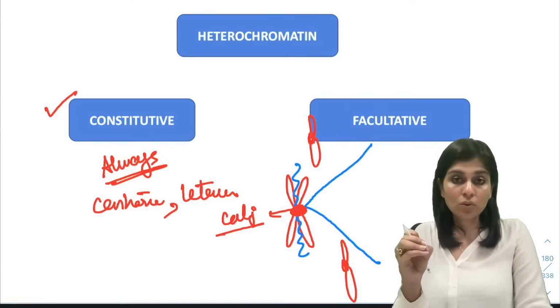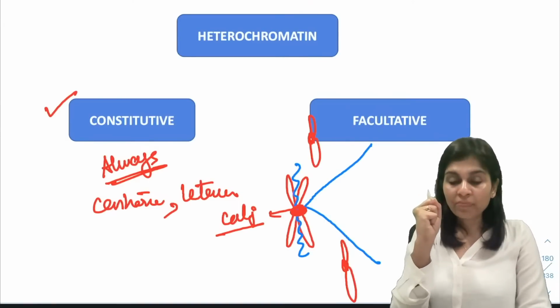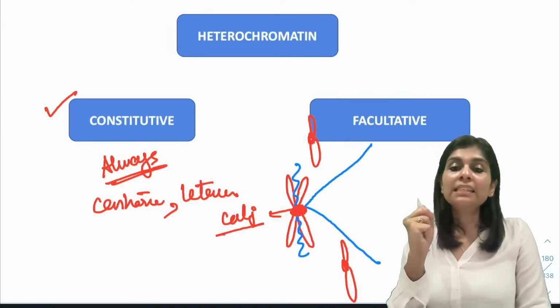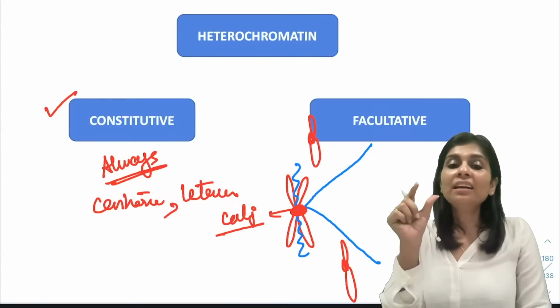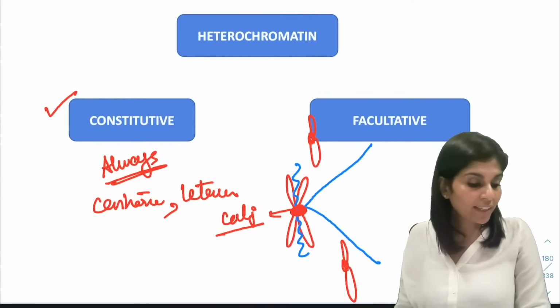And because they are non-coding, they are highly condensed. And because they are highly condensed, they stain more densely. And because they stain more densely, you mark it as a dark dot. Do you all understand this?